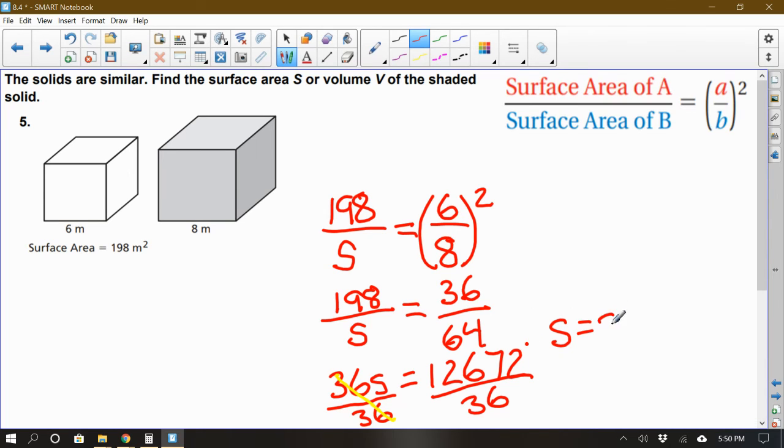352. Now, what are we measuring in? So this one's surface area would be measured in meters. Now, since it's surface area, that would be meters squared, right? Surface area's answer would always be in whatever unit we're measuring in squared. All right, there we go. So the surface area of this larger shaded shape is 352 square meters.